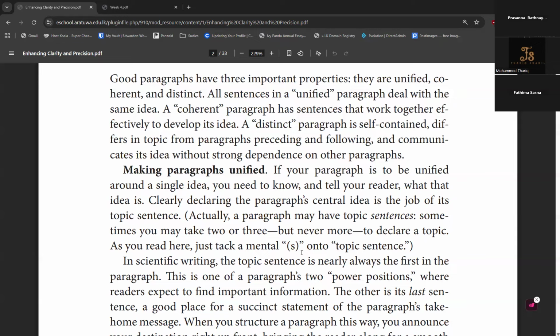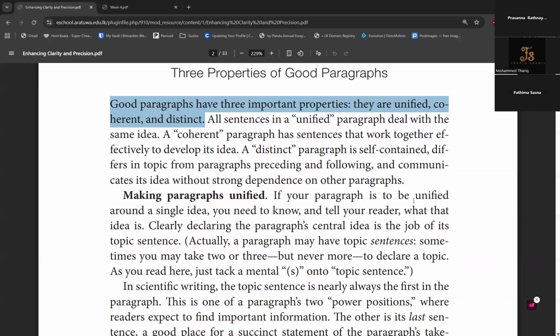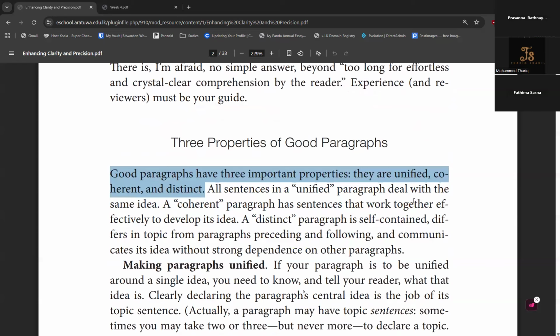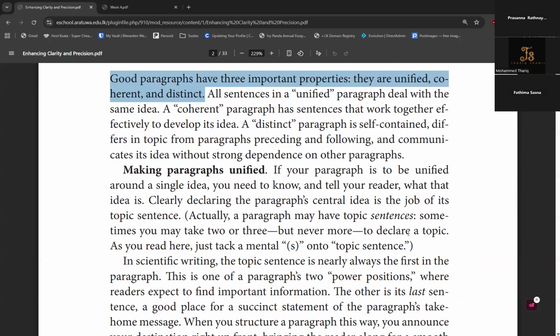So, yes, you grasp something, but let me explain the same to make it much clearer, right? So I'm reading the first paragraph. Good paragraphs have three important properties. They are unified, coherent, and distinct. Now see, this is an example of how to write a good paragraph. When you're jumping into a new idea, now in this essay, he's jumping into a brand new idea. What is a brand new idea?